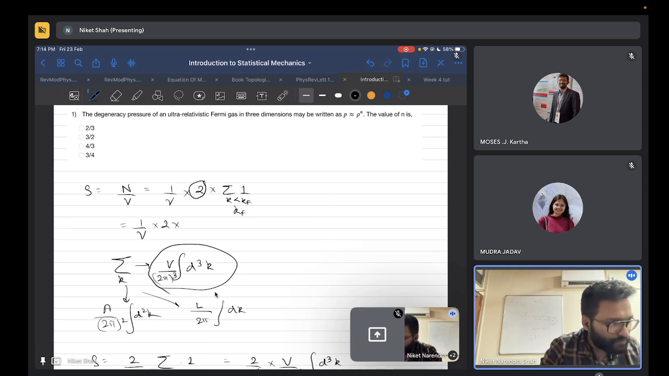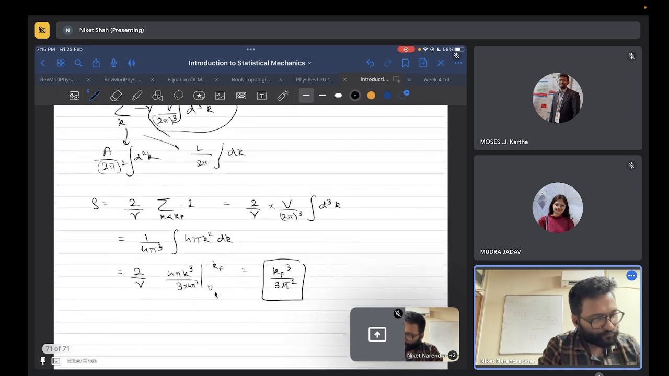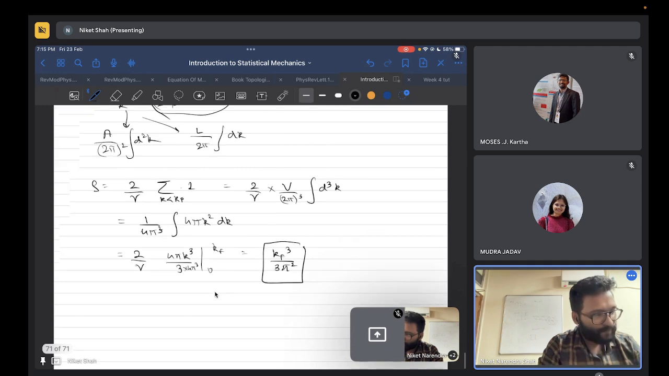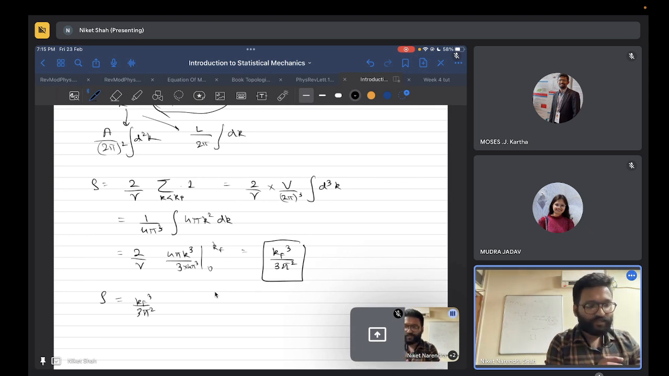d cube k has to be 4 pi k square dk. Okay, so rho, what I got is kf cube by 3 pi square. Let's keep it at this right now.